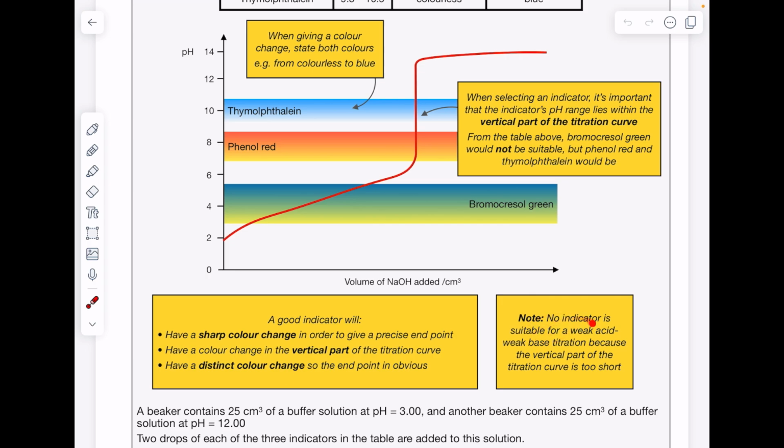Do note that there's no indicator suitable for a weak acid and weak base titration because the vertical part of that titration curve is too short, because the weak acid's pH will start high, the weak base's pH will start quite low, reducing the size of the vertical portion.